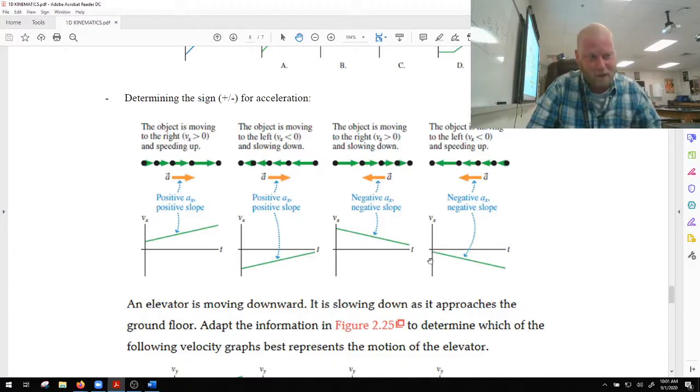If you were to put numbers on this axis here, it'd be -1, -2, -3, -4, -5, right? It's speeding up in the negative direction.